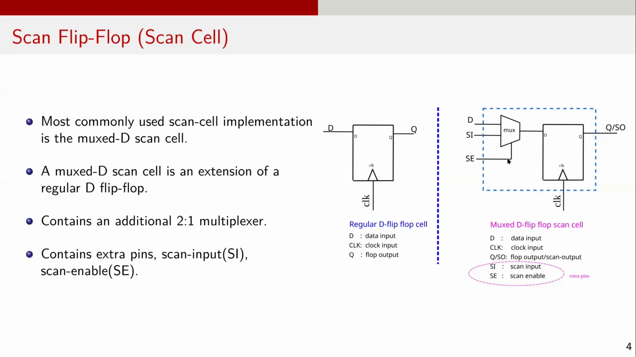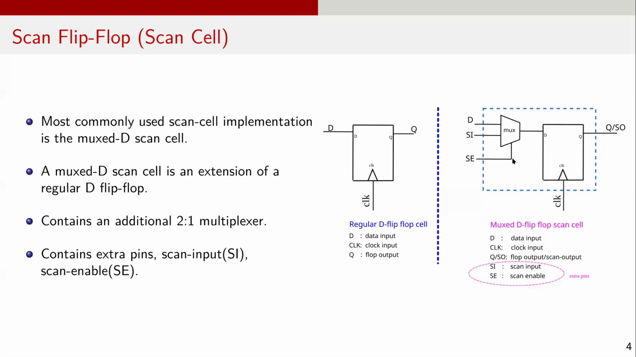When scan enable is 0, the scan cell operates in normal functional mode. The D to Q path is active and the value present at the D pin is captured and appears at the Q output on the active edge of the clock. In this mode, the scan cell or the flip-flop behaves like a regular D flip-flop.